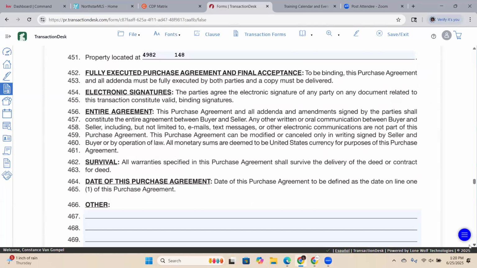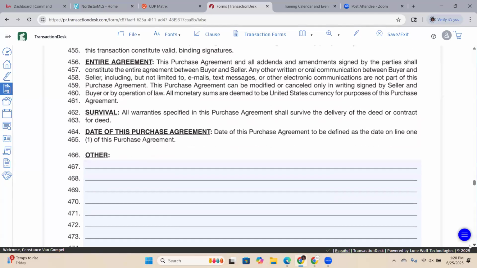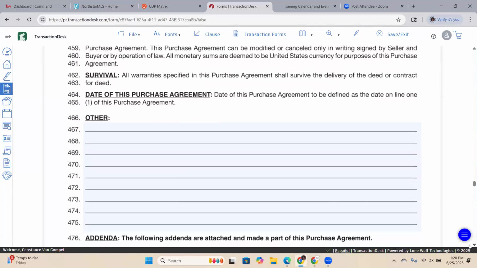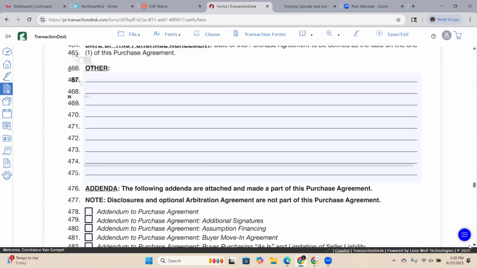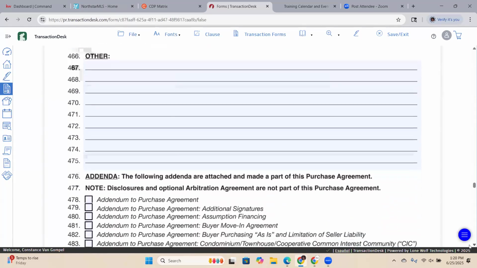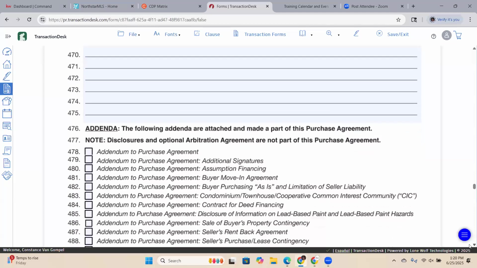Your fully executed purchase agreement, final acceptance is to be binding. And both parties understand this is a contract, and that each side has to perform. They're consenting to electronic signatures. The entire agreement, they have gone through, they have read it, they understand it, you've explained it to them. And then if you have to put anything else in about the property. I've never seen that before.